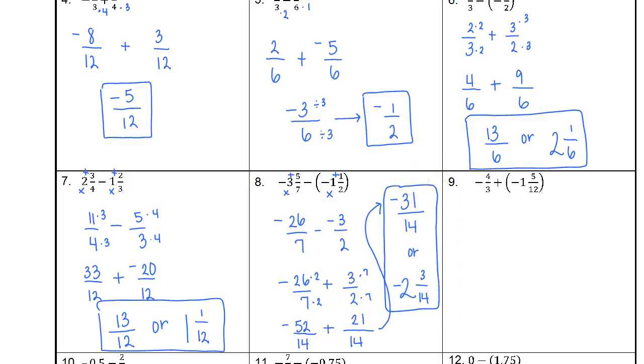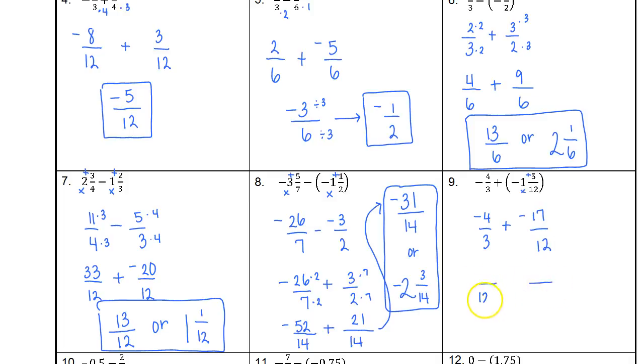Okay, next up is number 9, and I have an improper fraction and a mixed number, so I'm going to make them both improper. Negative 4/3 is good to go, and I need to change negative 1 and 5/12. So 12 times 1 is 12, plus 5 would give me 17/12, and of course the negative sign needs to come down. My common denominator will be 12.